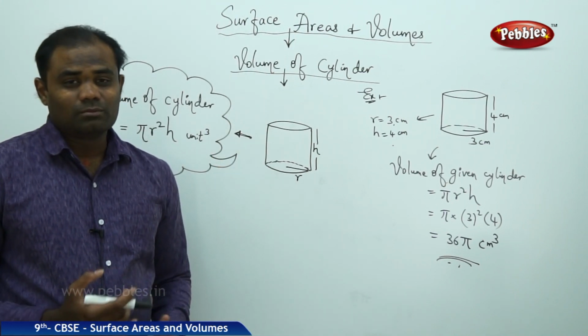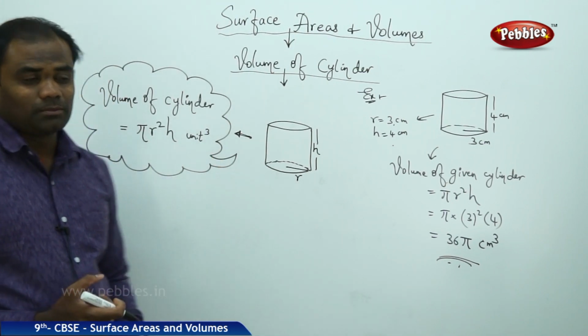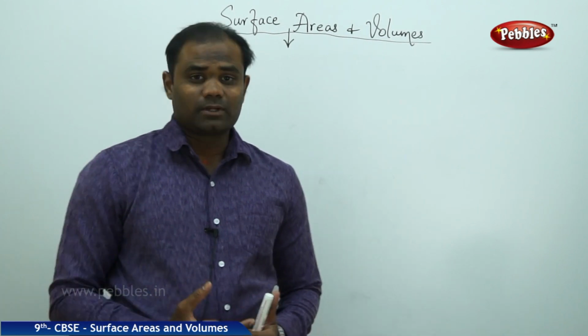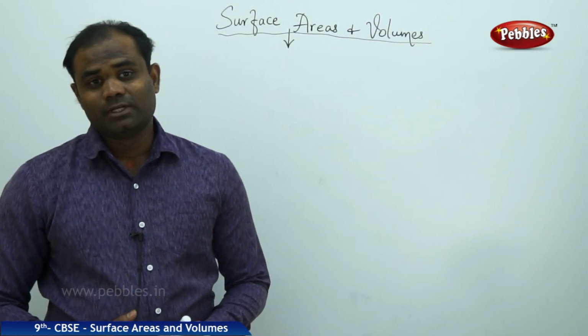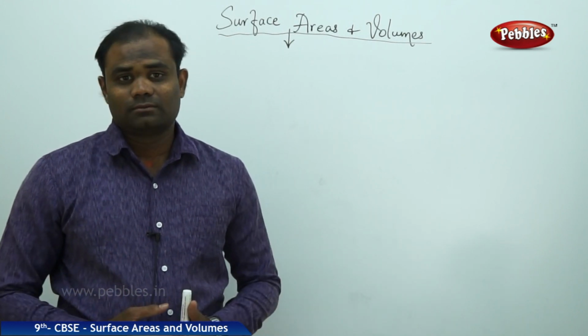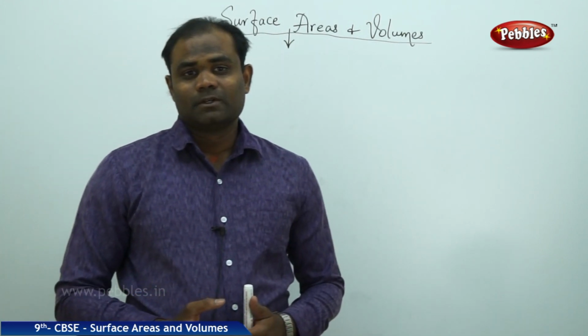Therefore, volume of a cylinder is given by the formula pi r square h unit cube. Now that we have discussed a cylinder and its volume, now comes the next question. What could be the volume of a cone? In a similar manner, in this session, let's see how we can derive the formula for the volume of a cone.